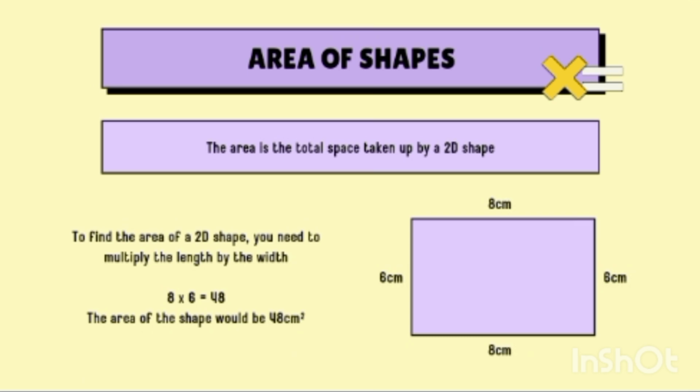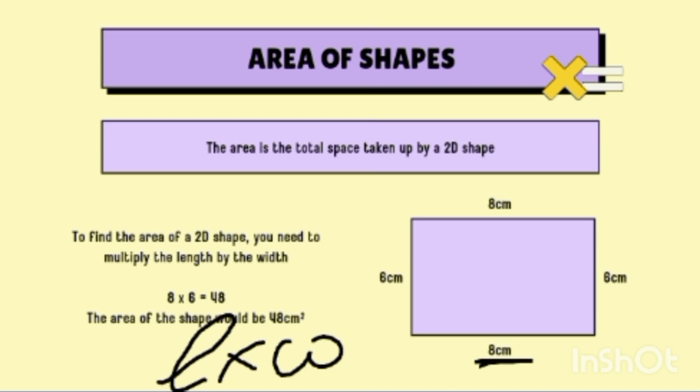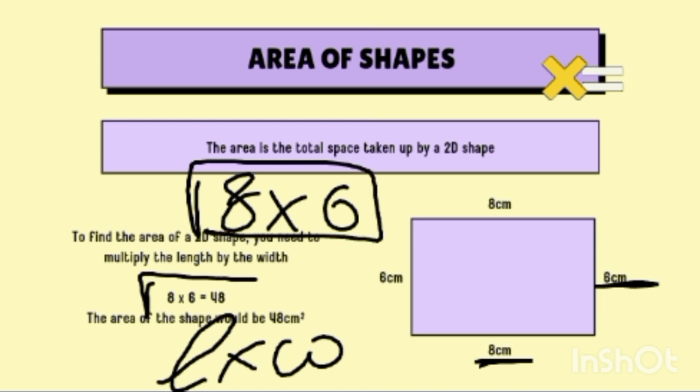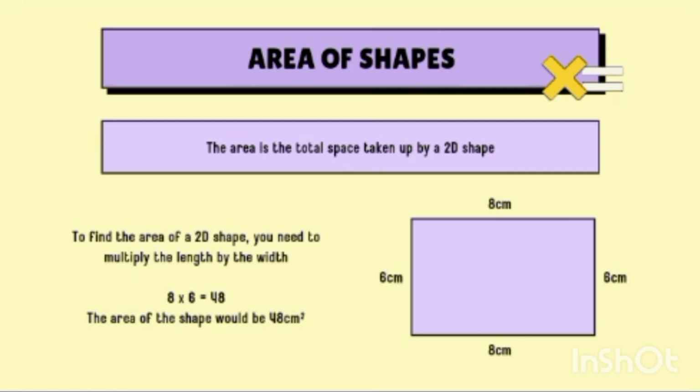Then we have area of a shape. If you want to find the area of a shape, there is also a formula, which is length into width. Let me write that down. Length into width, like this. If our length is 8, then we multiply that by the breadth, which is 6. Whatever answer we get by multiplying is our area. So this is how you can get area and perimeter.